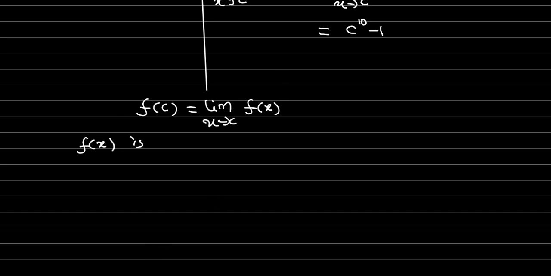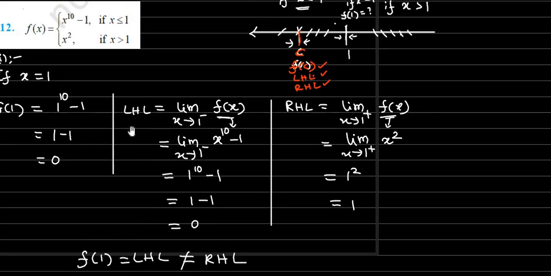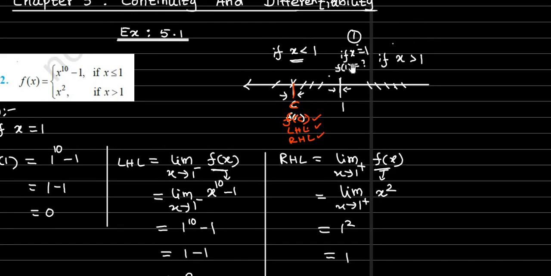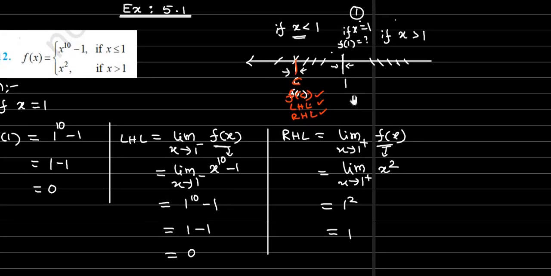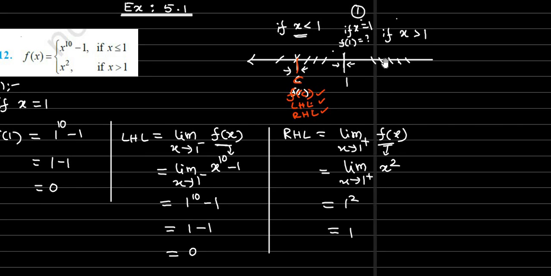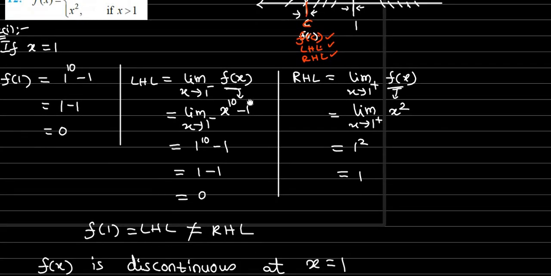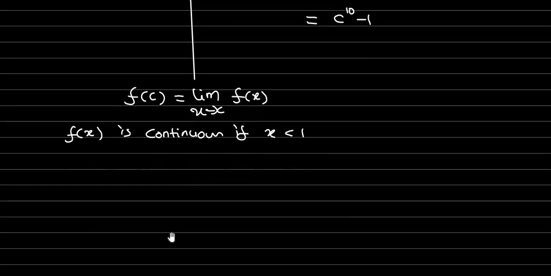f of x is continuous if x is less than 1. Now we have to check this throughout the real line. So we checked x equal to 1, and we checked what happens if x is less than 1. Finally, we have to check the continuity if x is greater than 1.